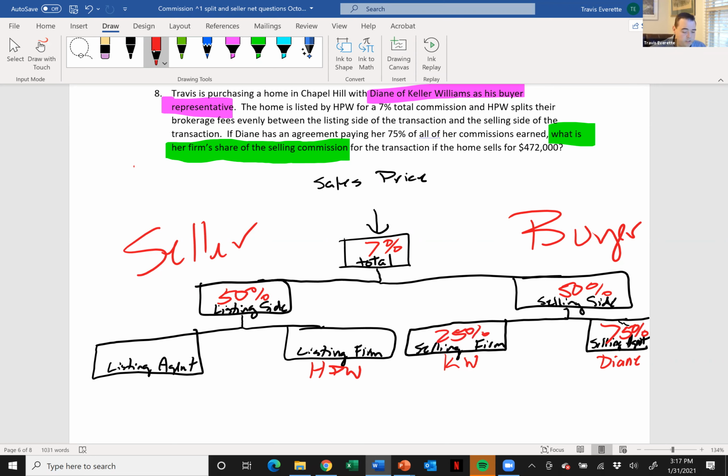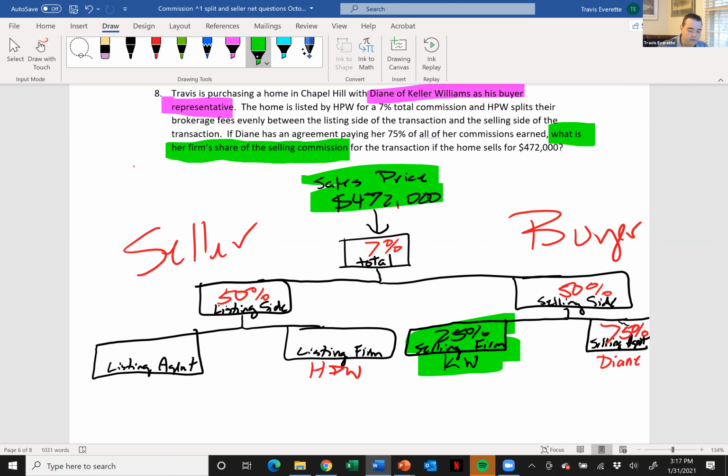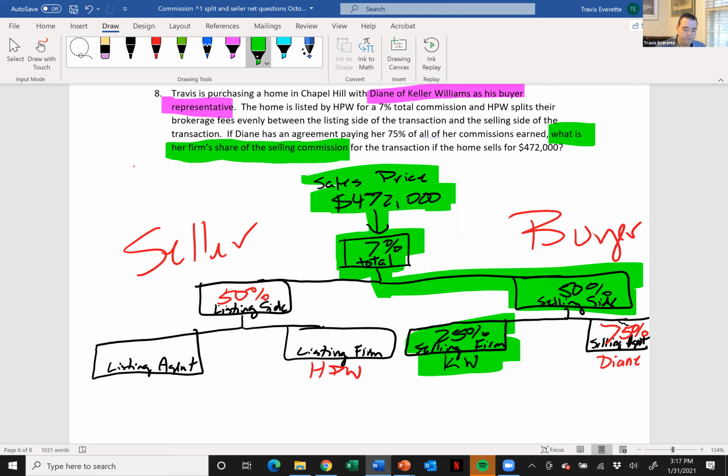What is her firm's share of the selling commission? Oh, interesting. We want to know the firm's share, how much the firm is going to get paid. If the home sells for $472,000, so here's my sales price of $472,000. We have to get from this sales price down to Keller Williams. Follow the tree down, we're going to have to go through 7%. Go down one more level, we go to the right. That takes us through that 50%. Down one more level, and over here to the firm, that takes us through 25%.